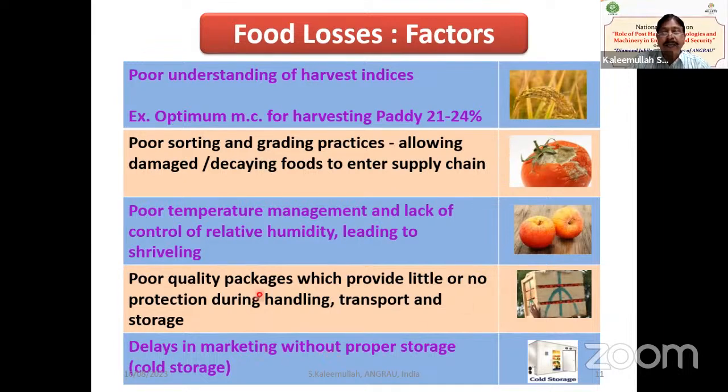And the poor quality packages, which provide little or no protection during handling, transport, and storage. You can see here, these are tomatoes kept in a very big container, where all the tomatoes will be completely compressed. Instead of this very big container, if you use a smaller one, then those tomatoes might not get damaged.